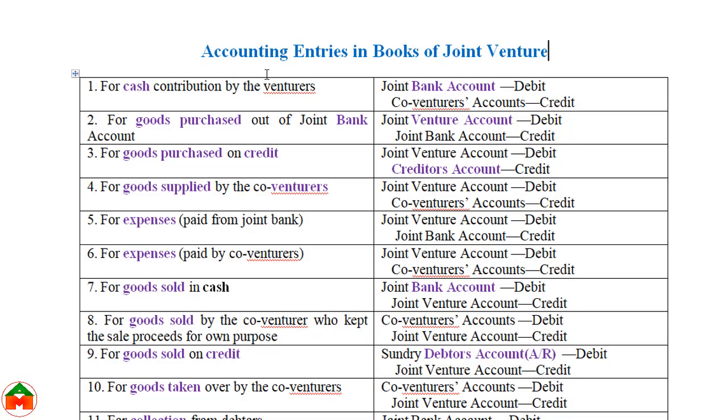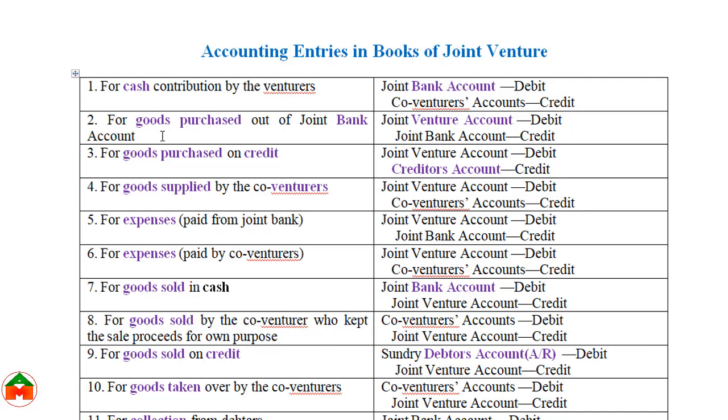Now we are going to learn about the journal entries, which is the main discussion topic of today's tutorial. Whenever the venturers contribute cash, the journal is joint bank account debit. Due to contribution with cash, the bank account will be increased. That's why it's an asset, and asset would be debit. The contribution is paid by the venturers, that's why co-venturers accounts credit.